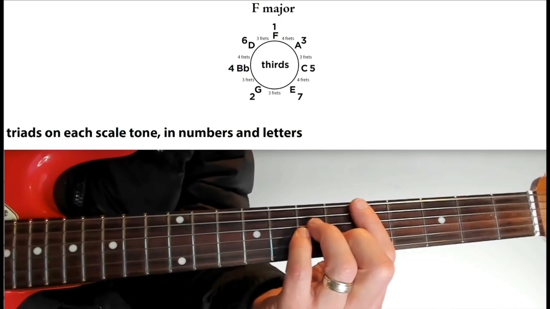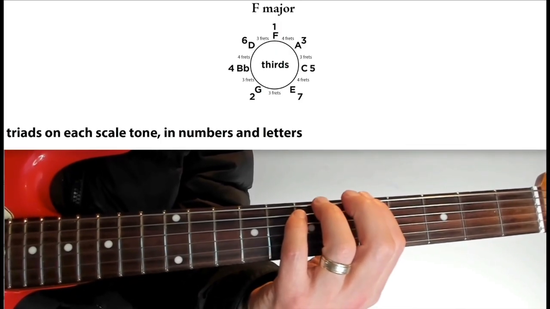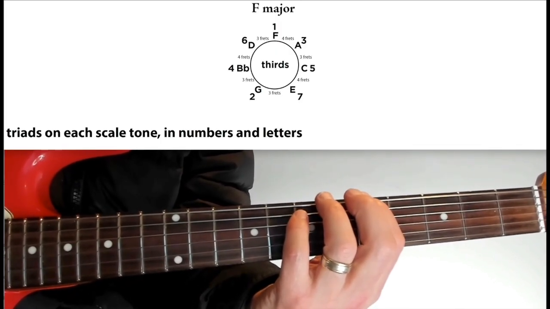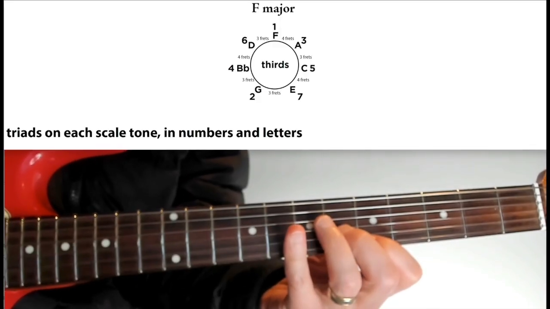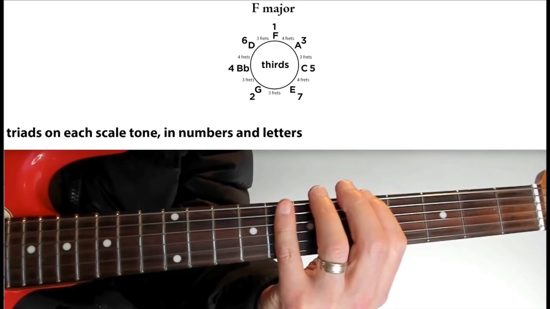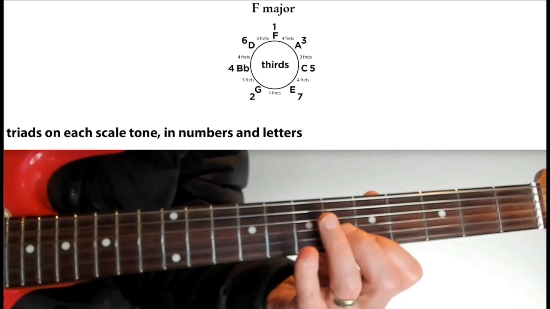The 6 chord is D minor. In numbers, that's 3, 6, 1, 3, 6, 1, 3. And in letters, it's A, D, F, A, D, F, A.